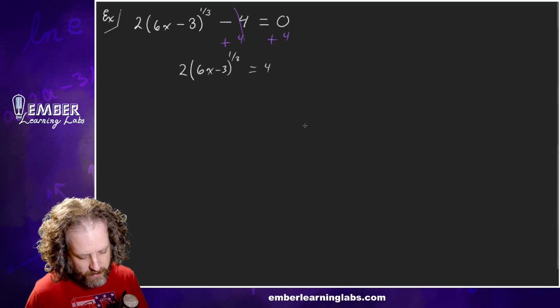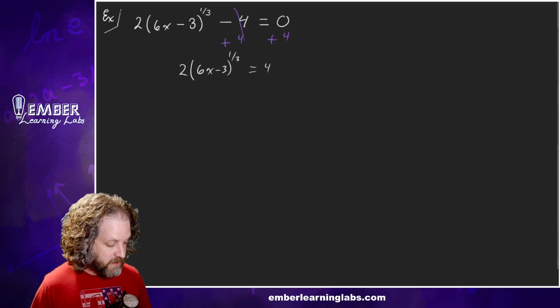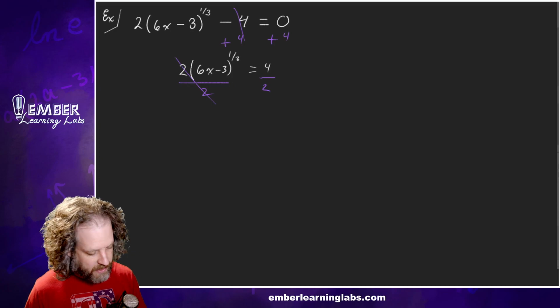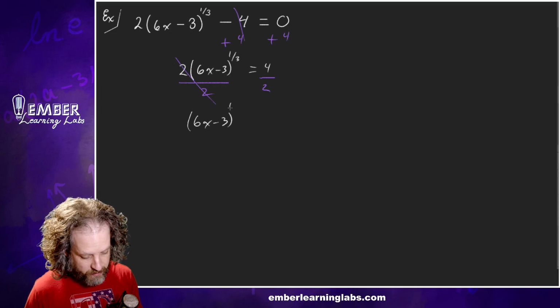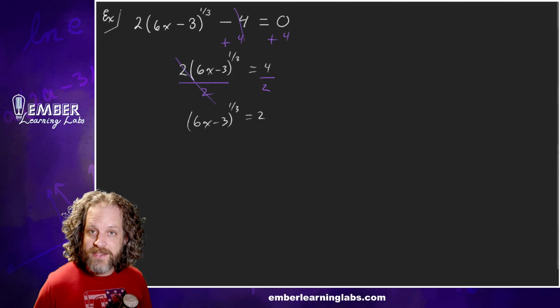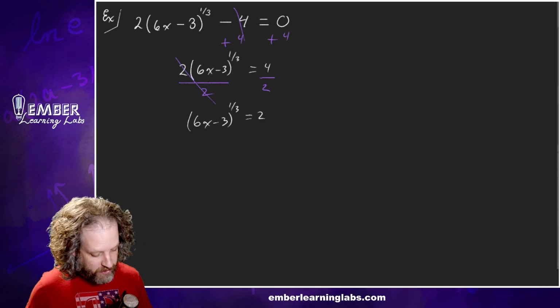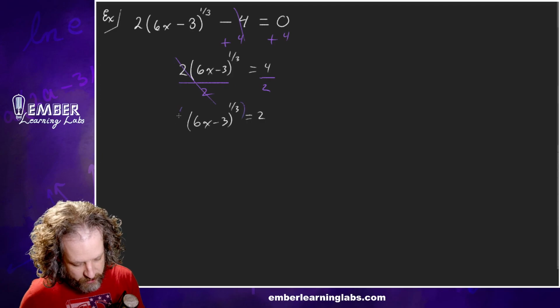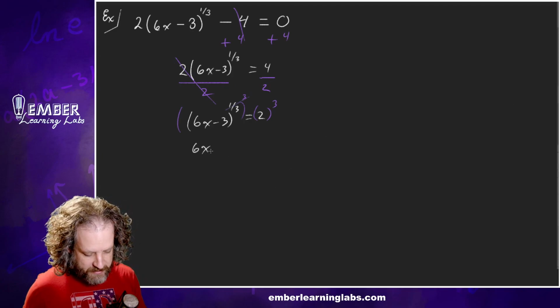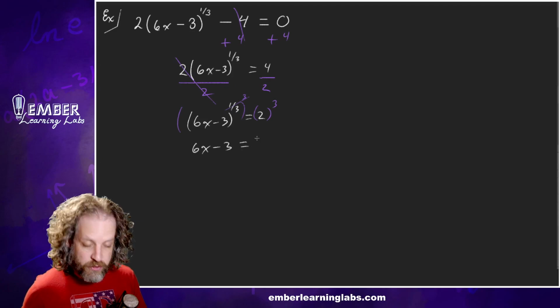equals 4. All right, how do we get rid of the 2 in front of there? Well, it's multiplied, so we're going to divide 2 on both sides. That cancels, leaving us with 6x minus 3 to the 1/3 equal to 2. How do we get rid of to the 1/3? Well, we got to raise it to the third, right? Because 3 times 1/3 is 1, so that'll make it disappear. So we're going to cube both sides. So that cancels on this side, leaving us with just 6x minus 3, and then 2 cubed is 8.